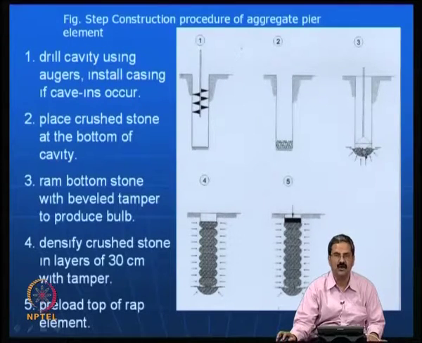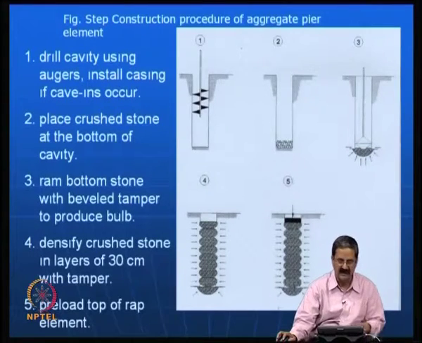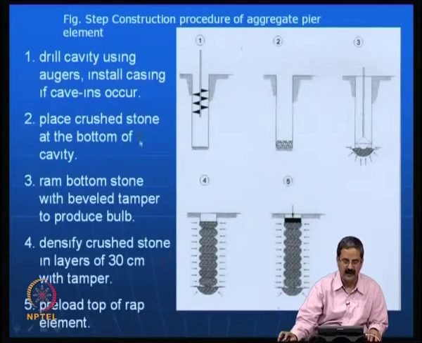As I said, in India they have what is called rammed earth stone columns, and they do it like that only. These are all innovations. What they do is place the crushed stone aggregate at the bottom of the cavity, then ram the bottom stone with a beveled tamper to produce a bulb, then densify crushed stone in layers of 30 centimeters like this, then preload the top of the element. So, it is called an aggregate pier.